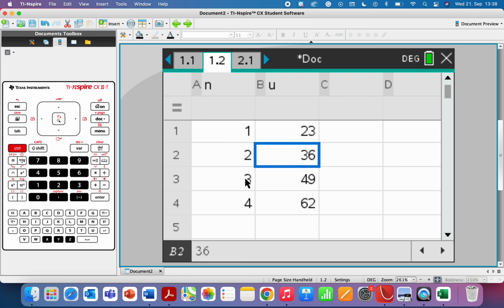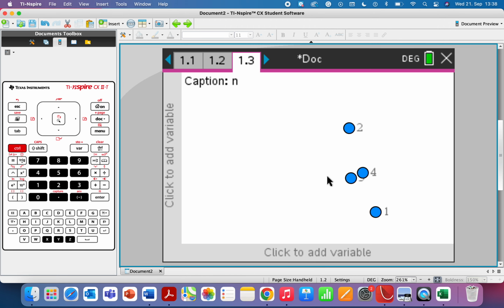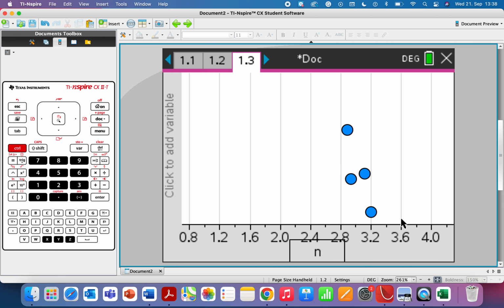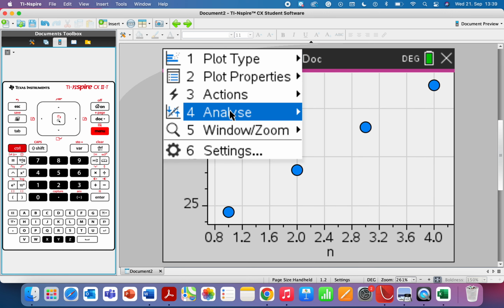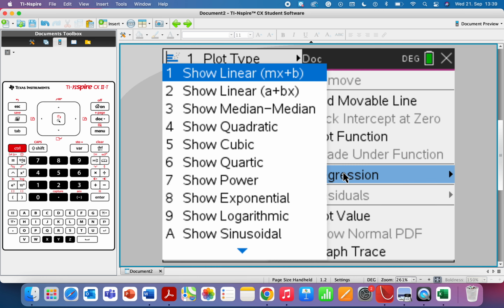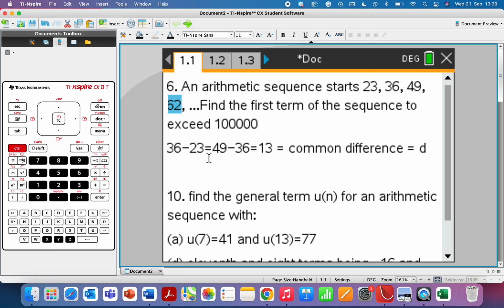2 times 13 is 26 plus 10. So the rule is 13n plus 10, but we can confirm that by doc, insert a data and statistics, choose the n, 1, 2, 3, 4, and choose the u. It's a straight line, and then we do menu, analyze, and fit a regression, linear, and there it is, y equals 13x plus 10. Well, that's what we said, isn't it? So u of n equals 13n plus 10.